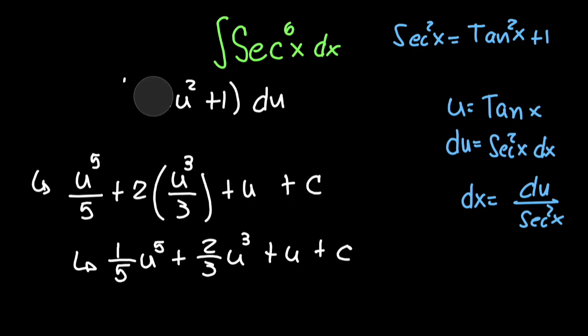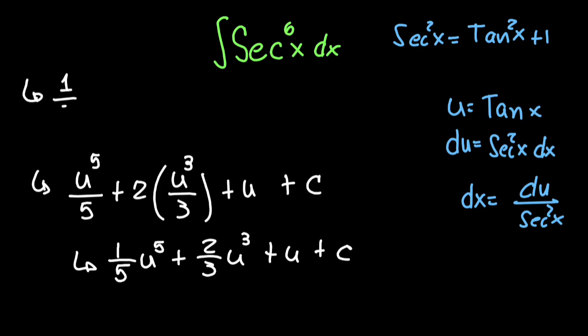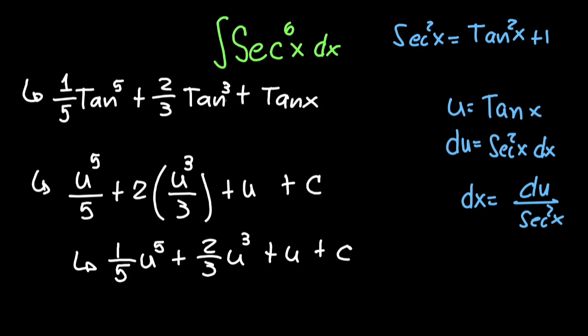Now by reverting u back into its original form, we have our final answer as 1/5 tangent to the power of 5 plus 2/3 tangent to the power of 3 plus tangent of x. This is all tangent of x, I mean, plus the constant of integration.